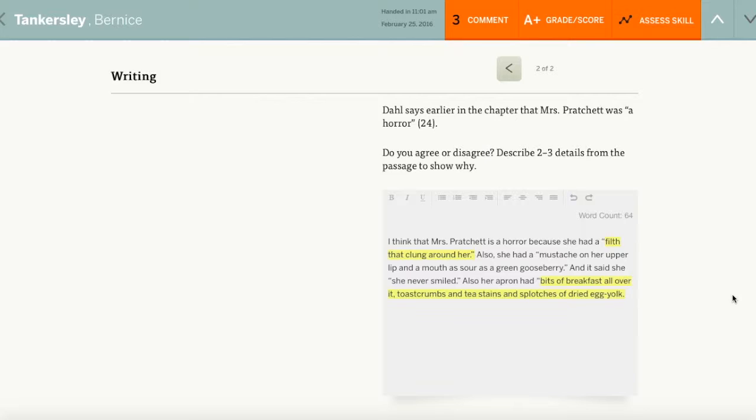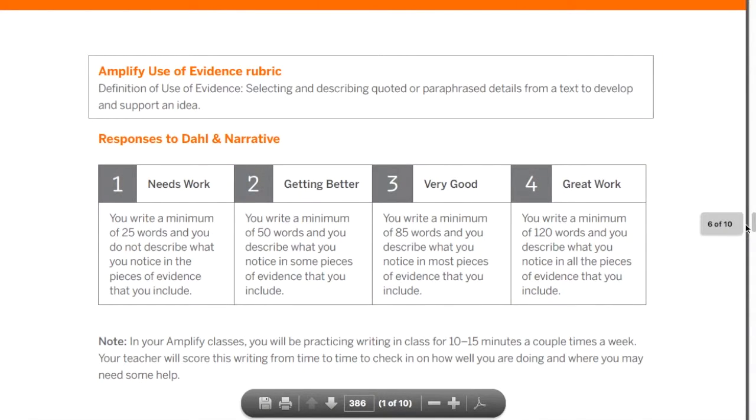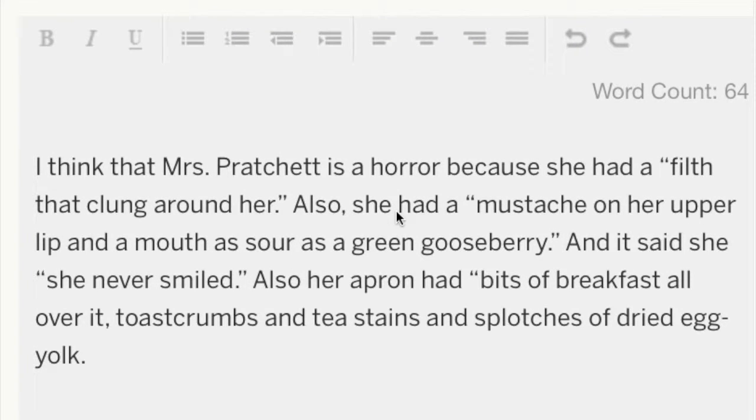Let's read and assess Bernice's response for use of evidence. In order to do this, we need to use the rubric to assess the writing. You might want to print out the rubric for use of evidence or have it open on your desktop. After you use the rubric regularly, you will know the scores well enough and you won't need to use the rubric. Let's take a look at Bernice's response.